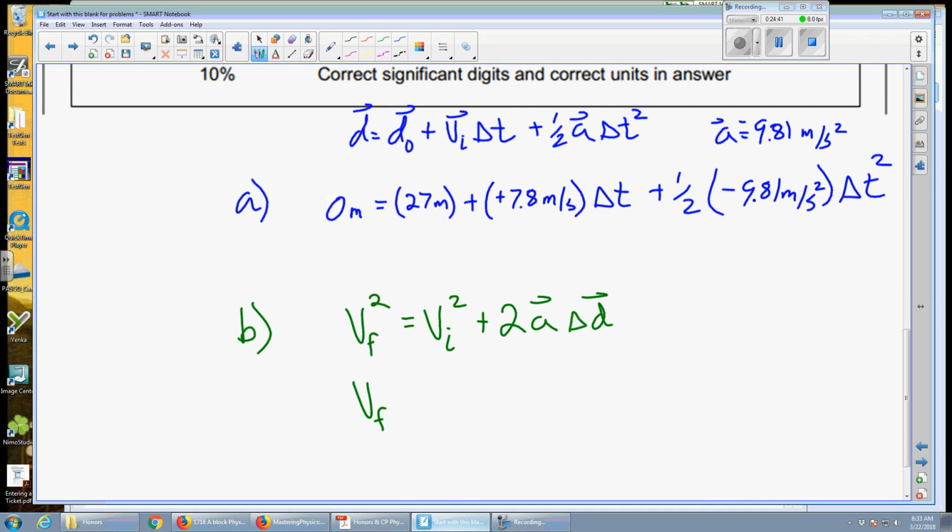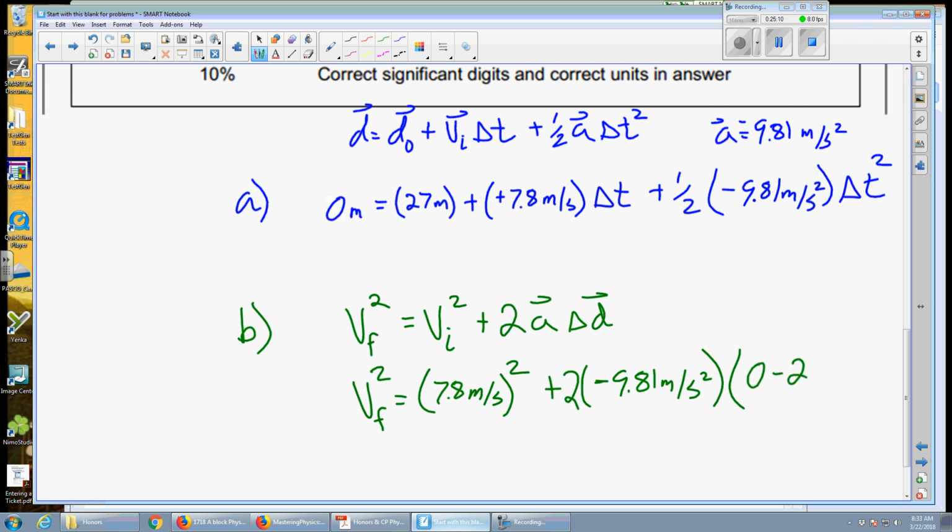So, I don't know the final. I know the initial, 7.8 meters per second, plus 2 times negative 9.81 meters per second squared. My displacement, as with all changes, is final minus initial. So it ended up at 0 and it started at 27 meters, so 0 minus 27 meters. Again, now all that's left is the fun math.